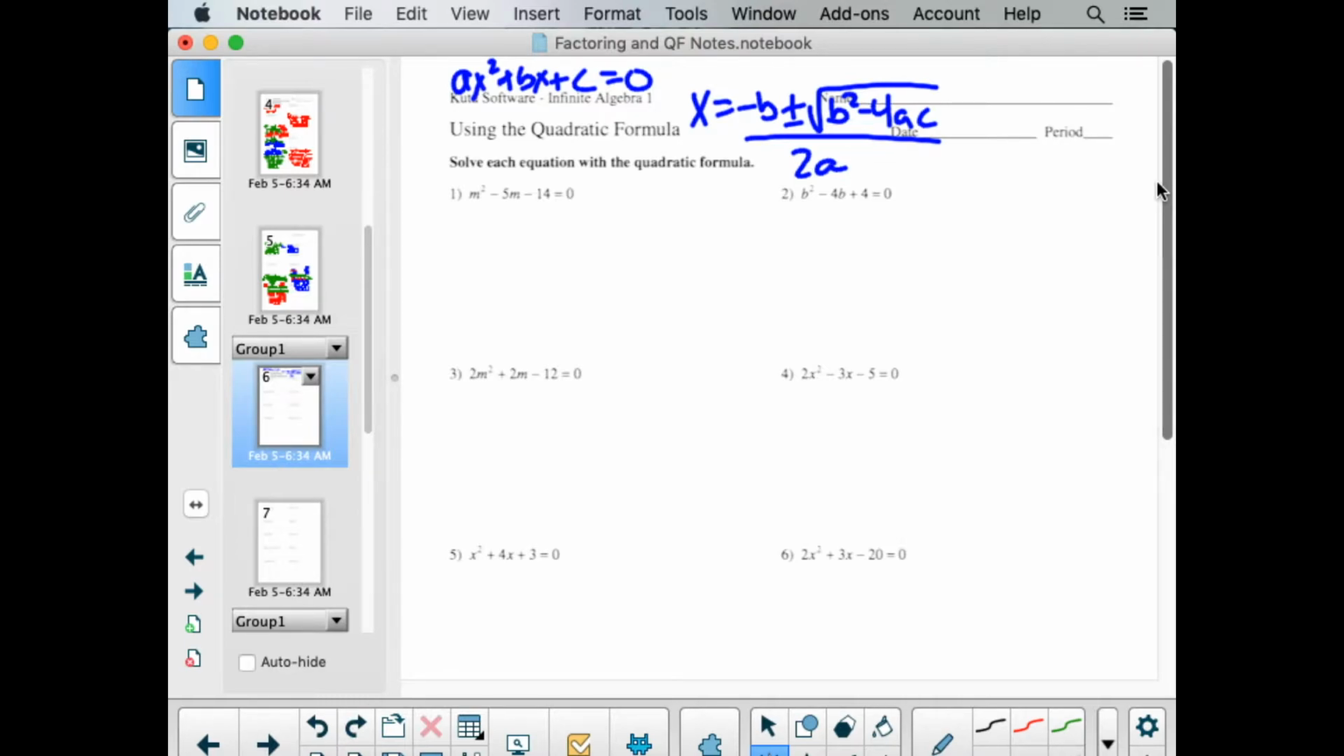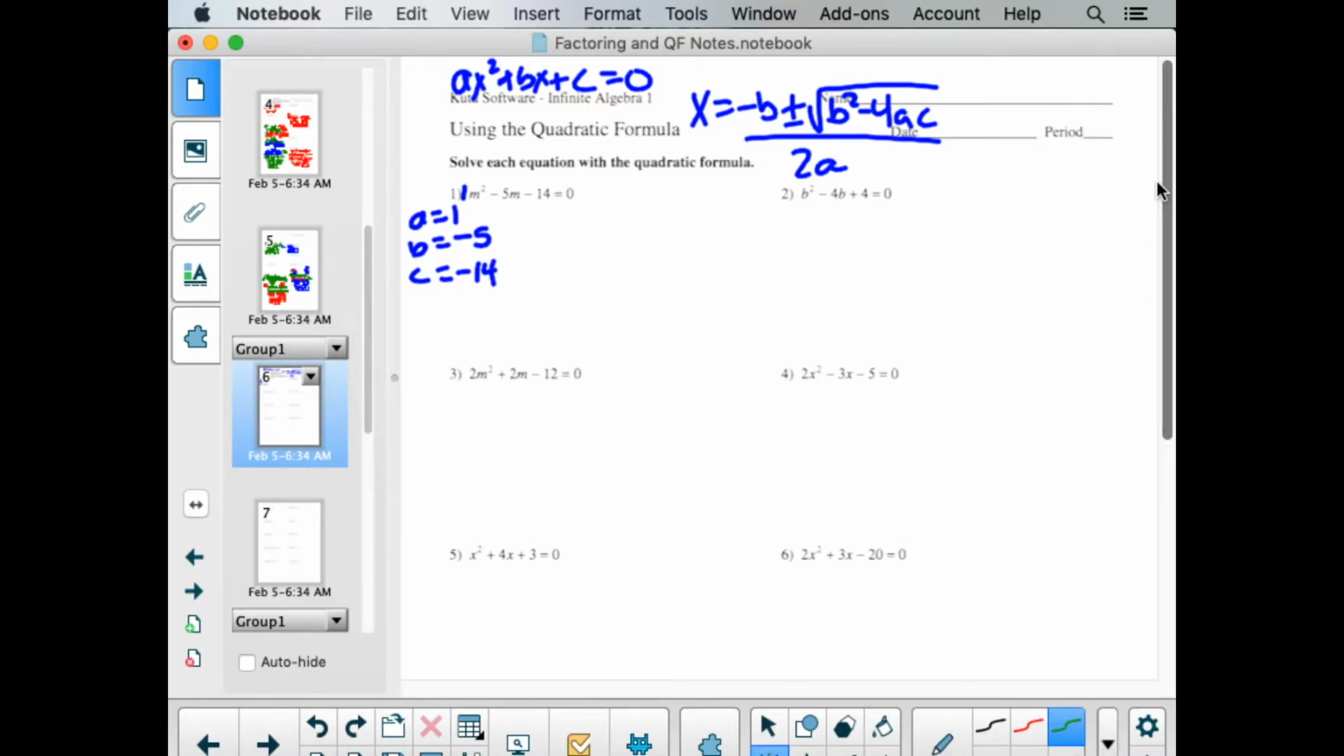So here's how I do this. I usually start by writing down what a, b, and c are equal to. So if I look at my equation, there's nothing in front of the m squared, so there's an invisible 1 right there. So I put down a 1. In front of the m is a negative 5, so I put that down. And then there's a negative 14. And now I go and I just plug everything in.